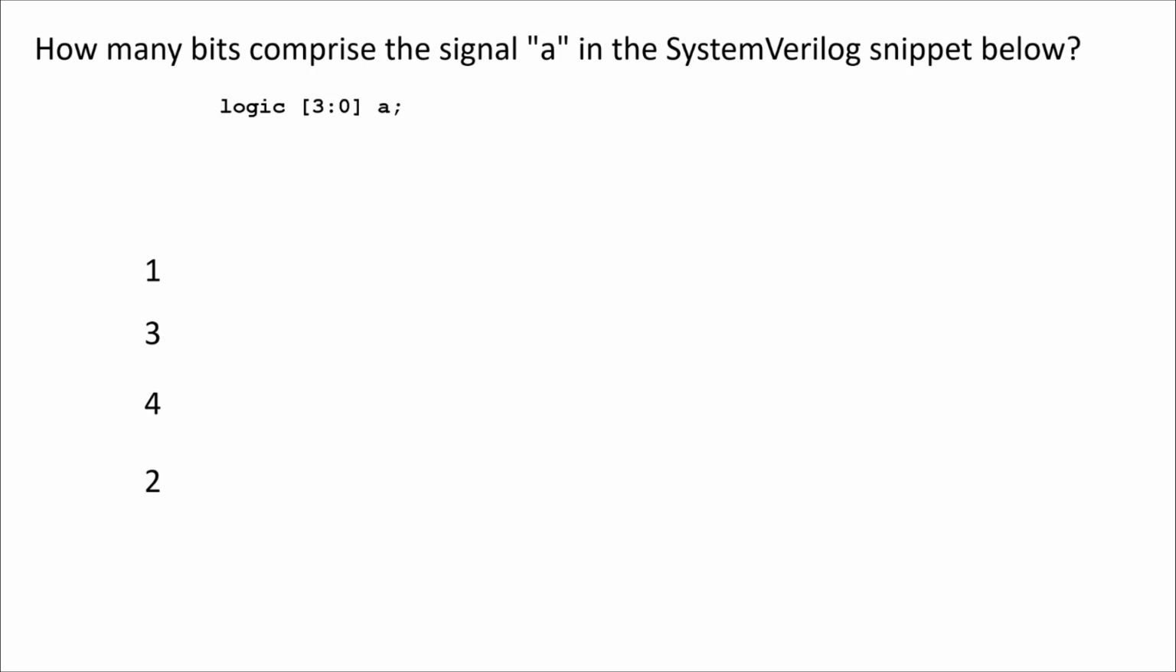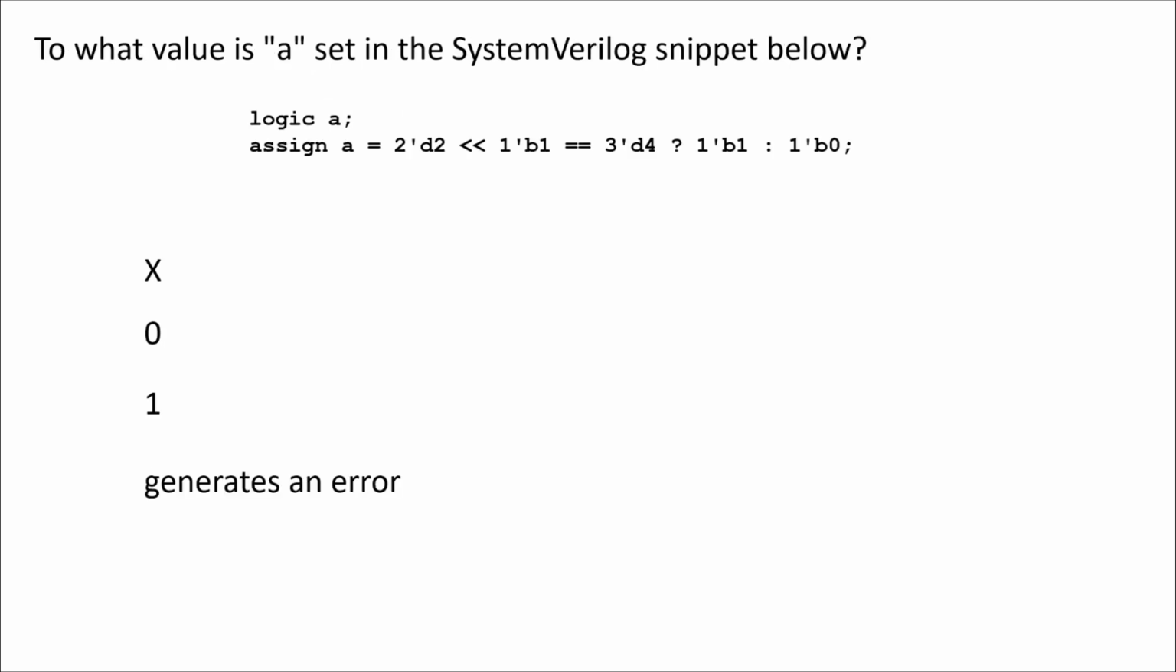Okay. How many bits comprise the signal A? 4, because it's 3 down to 0. To what value is A set in the SystemVerilog snippet below? Okay, let's see. So we have A is going to be the value of 2 shifted by 1 bit to the left, which is the same as multiplying by 2, right? Shifting 1 bit to the left, so 2 multiplied by 2 is 4. So this sub-expression is 4.